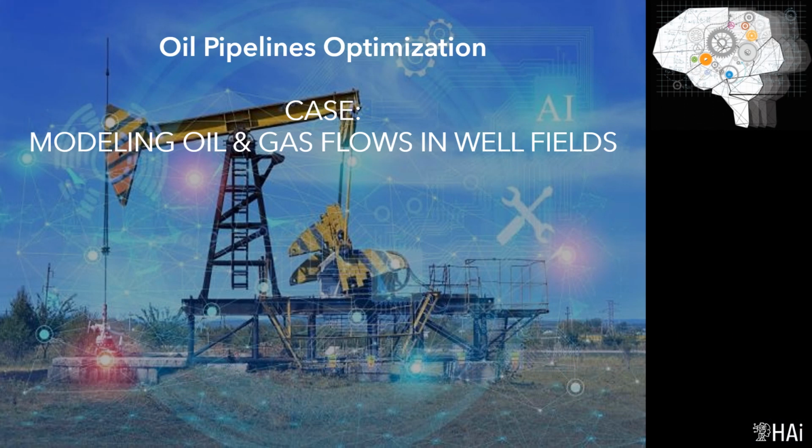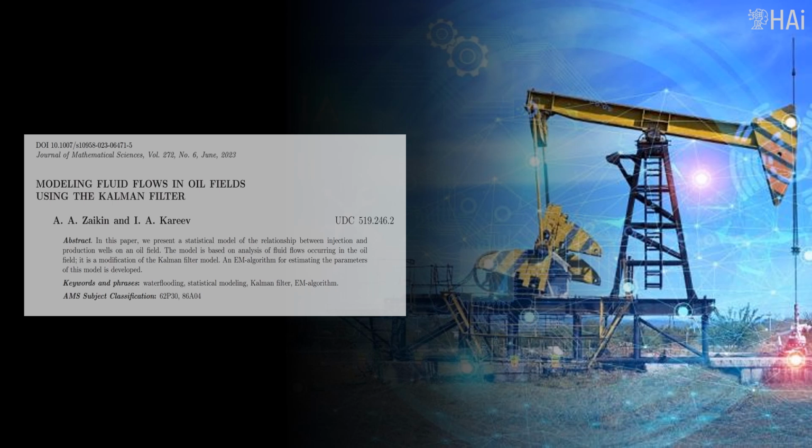Case: modeling oil and gas flows in well fields. This section is based on the paper Modeling Fluid Flows in Oil Fields Using the Kalman Filter. The paper presents a statistical model of the relationship between injection and production wells on an oil field. The model is based on the analysis of the fluid flows that occur in the oil field. Its modeling is oriented to a Kalman filter model.